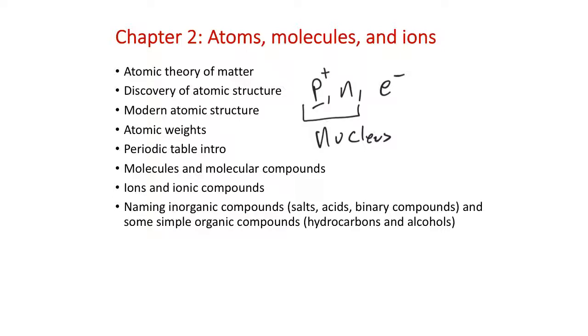We want to get into understanding a little bit of the nature of what we tend to find in terms of common ionic compounds, get a sense of what these formulas look like, and then get a sense finally of naming some inorganic compounds like salts and acids, binary compounds, and we'll go through and describe what these are as we get into the notes, and then also some simple organic compounds like hydrocarbons and alcohols.